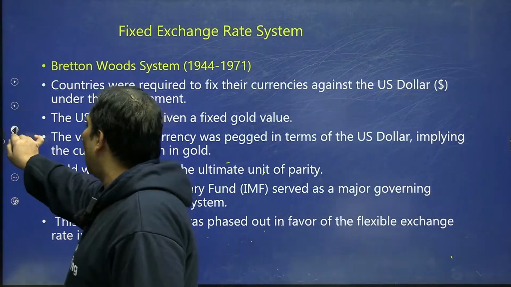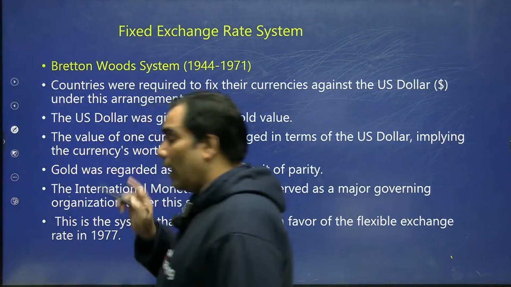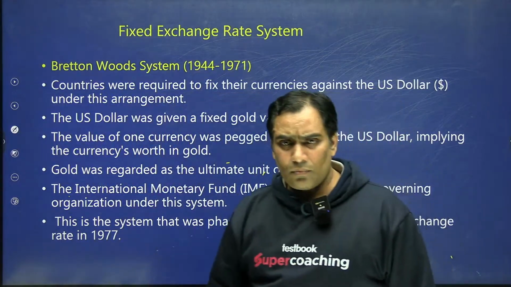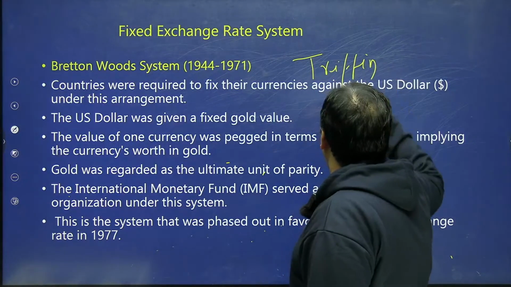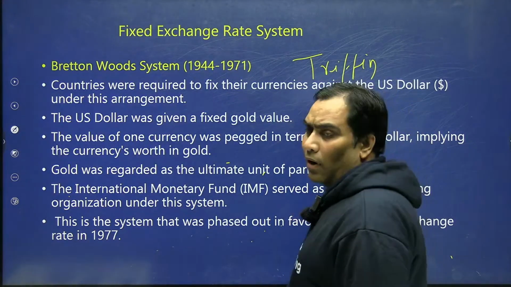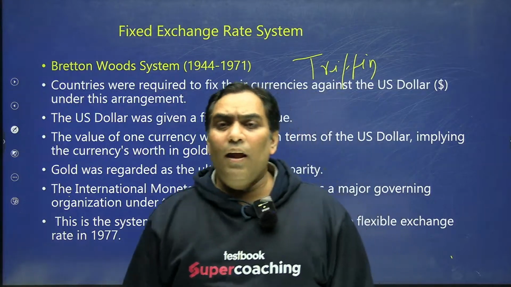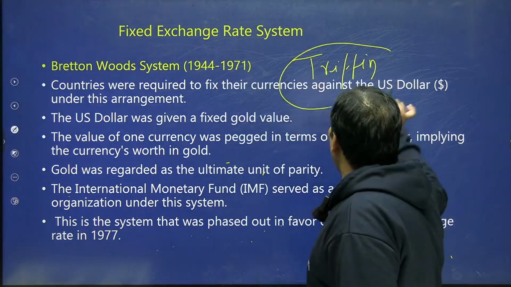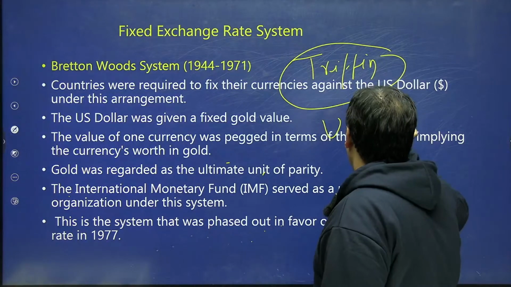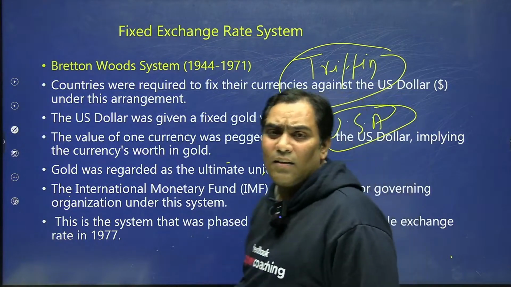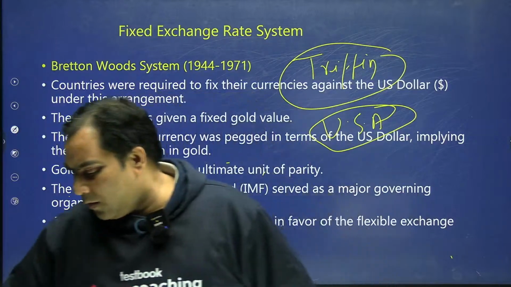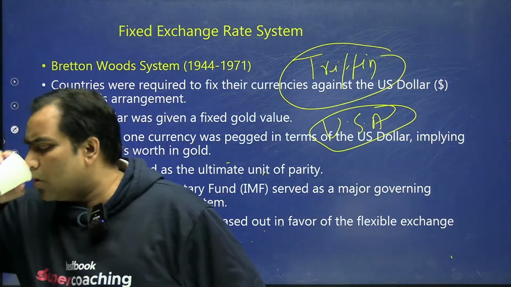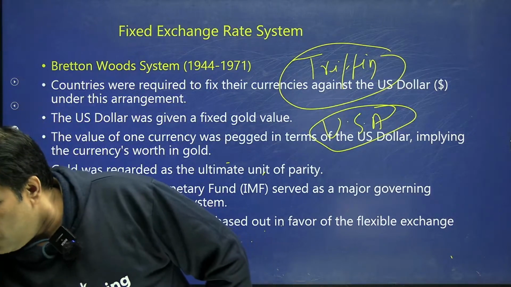So there was a drawback of this system. And what was the drawback? That is known as the Triffin dilemma. There was a USA economist, Mr. Triffin, and he said it, and that's why it is known as the Triffin dilemma. So what was the scenario, and why did we abandon it?